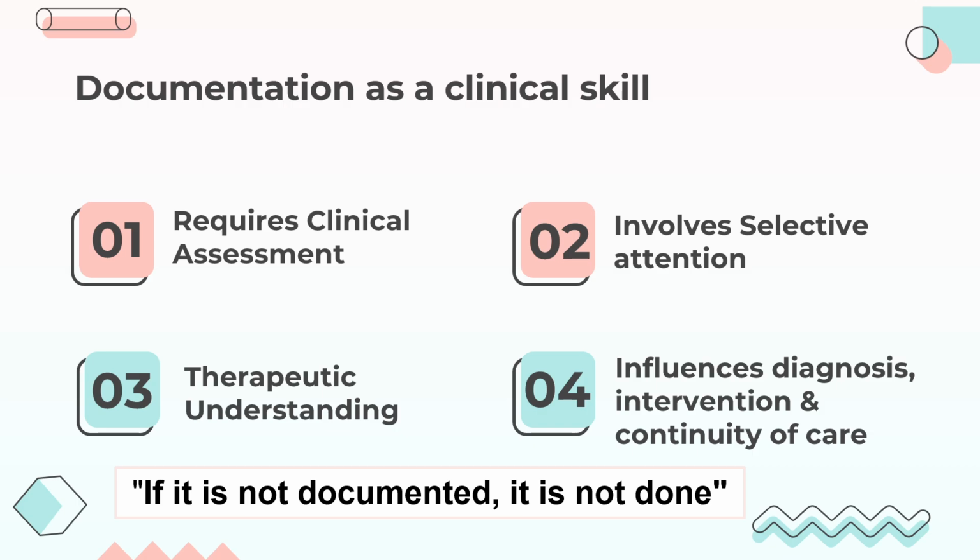Point number one. It involves selective attention, right? When we say selective attention, we are not supposed to write each and everything that the client tells us. Okay, so the client might be saying, yesterday I went to the market and then I met my cousin and then we spoke about different things. I came to my home. I spoke with my parents. I spoke with my brother, and then I fought with them. So this might be a number of things the client might be saying to you.